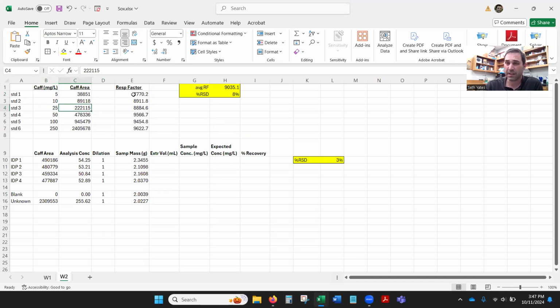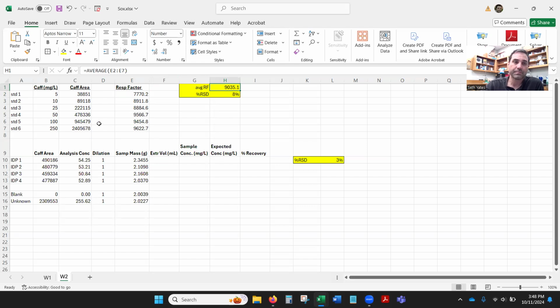So we're going to do a response factors calibration. This is just the response divided by the concentration. And we got our response factors. We calculate the average of those. The RSD of 8% is passing based on our acceptance criteria, and that's our average response factor.